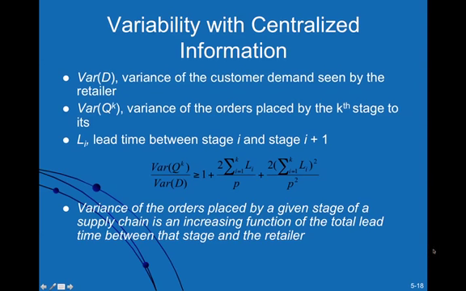the customer. In the case of multiple stages, the formula is simply modified by calculating a lead time value that is the sum of all of the lead times going forward. All right, and so we can see why, because that function is increasing, the variability increases as we get back towards the manufacturer.